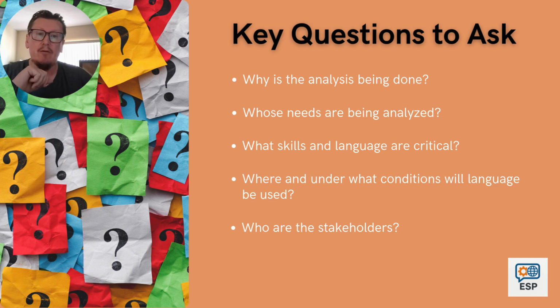The first thing to ask yourself is, why is the analysis being done? It might be an obvious question, but it is important for you to articulate the words that explain or give an answer to this question. Like, why am I doing this? Oh, okay, because I'm doing an ESP course and I need to understand this and that, and these are the people and all of that. So you need to explain it to yourself. That's important for you to do.